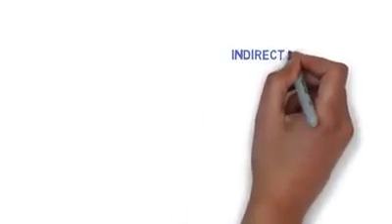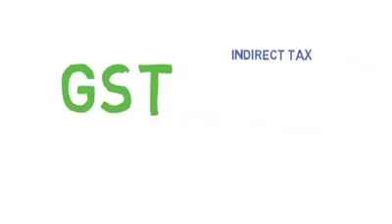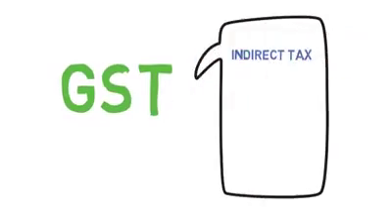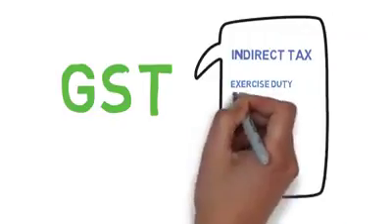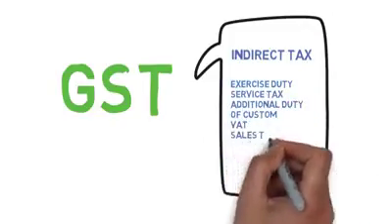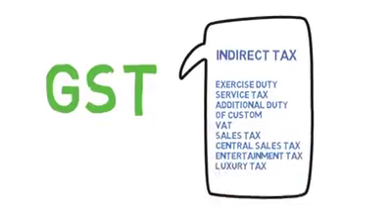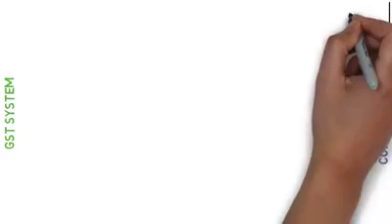Here, the point of interest is indirect taxes, because GST will replace all indirect taxes, which include excise duty, service tax, additional duty of customs, VAT, sales tax, central sales tax, entertainment tax, luxury tax, etc. So the question is, how is GST different from the current taxation system in India? I'll explain this with a simple example.